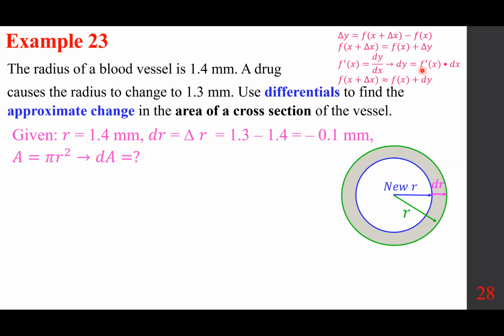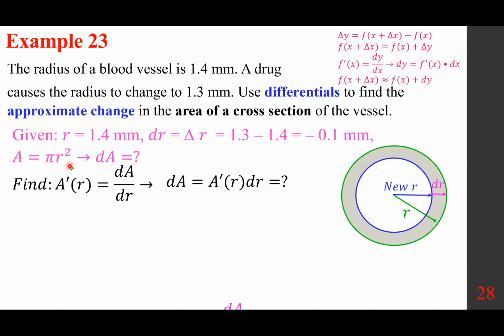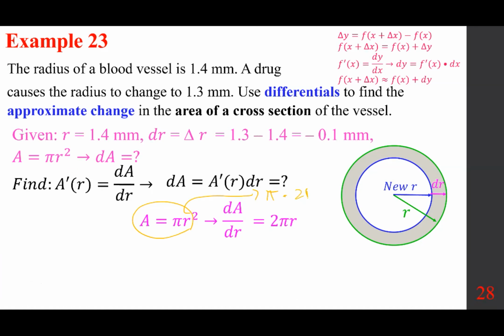f prime of x is dy dx, dy is f prime of x dx. So we want to find A prime of r, which is dA dr. And then dA is the product of these two. That's what we are looking for. So A is pi r squared. By now we know that dA dr is pi times 2r, or 2 pi r. It's pi, which is a number, times r squared gives us 2r, and therefore 2 pi r, and dA therefore becomes 2 pi r dr.